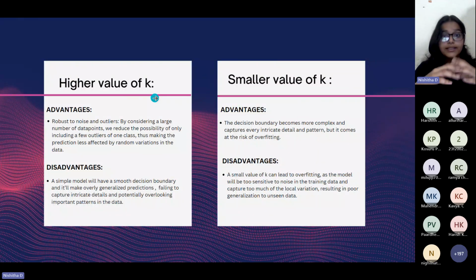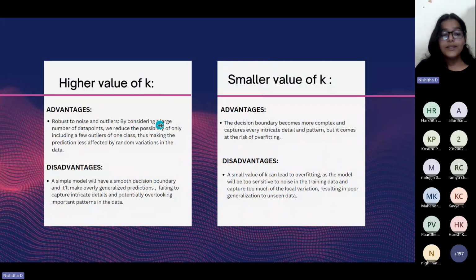If you choose a higher value of k, that is very good because you consider a large number of data points. And when you consider a large number of data points, you eliminate the possibility of choosing some random outliers or random variations in the data set, which don't actually represent the data set. So that's something good. Your prediction is less affected by random variations in the data set. You don't consider outliers if you choose a large value of k.